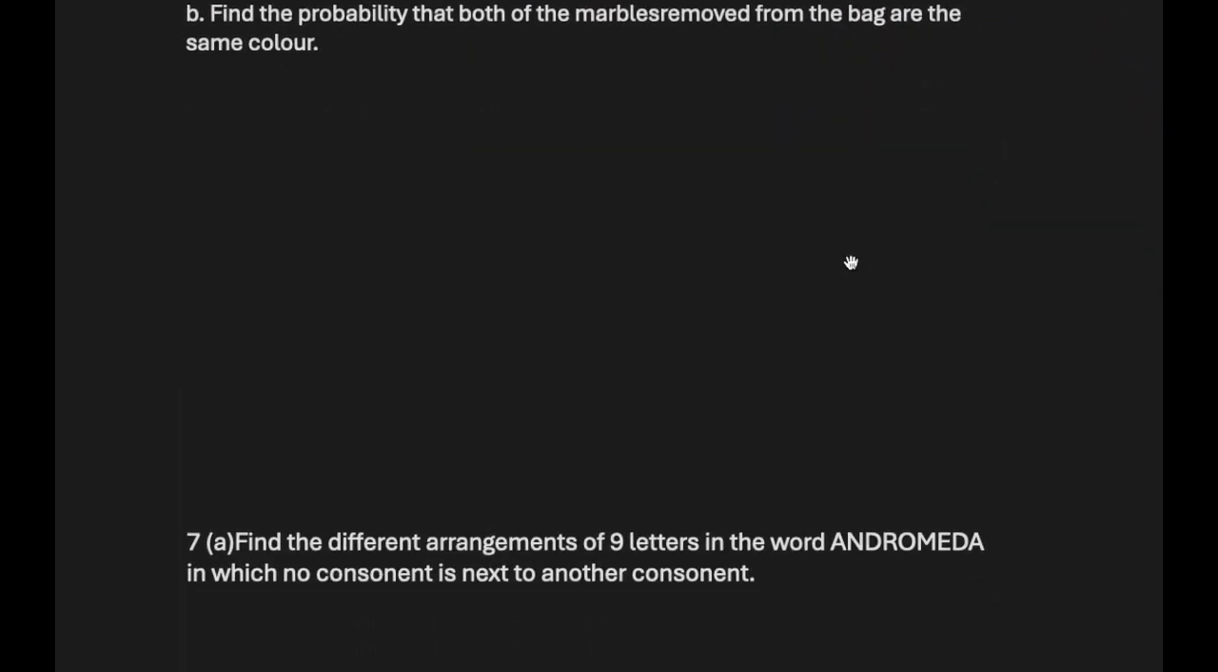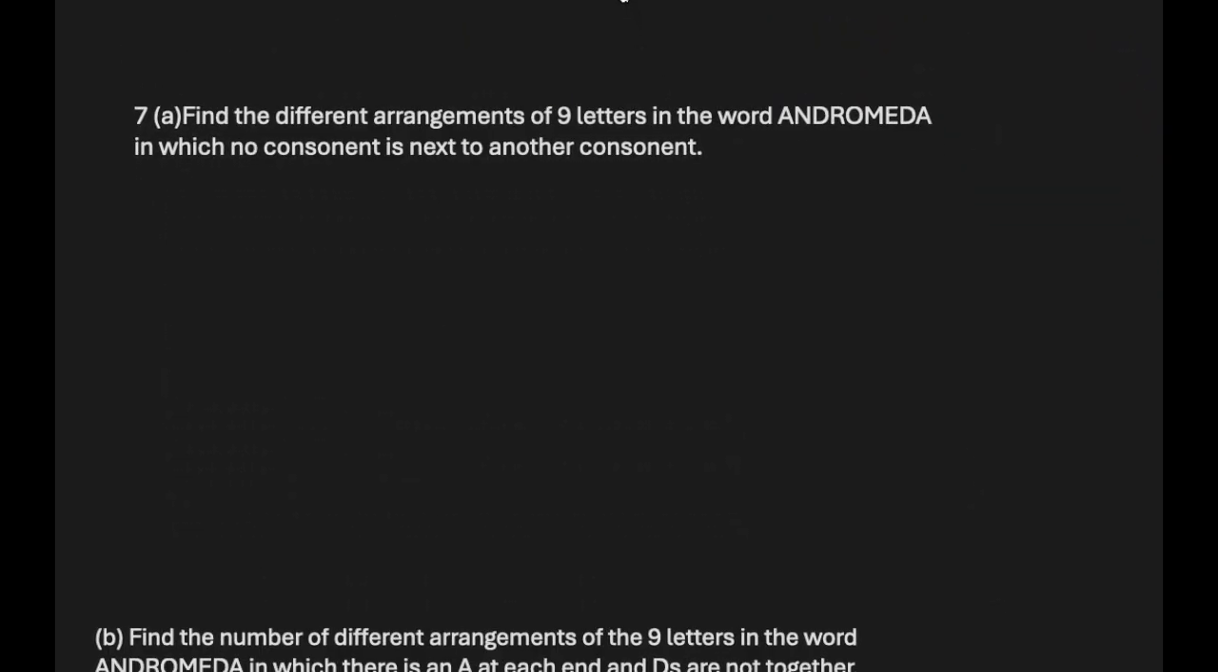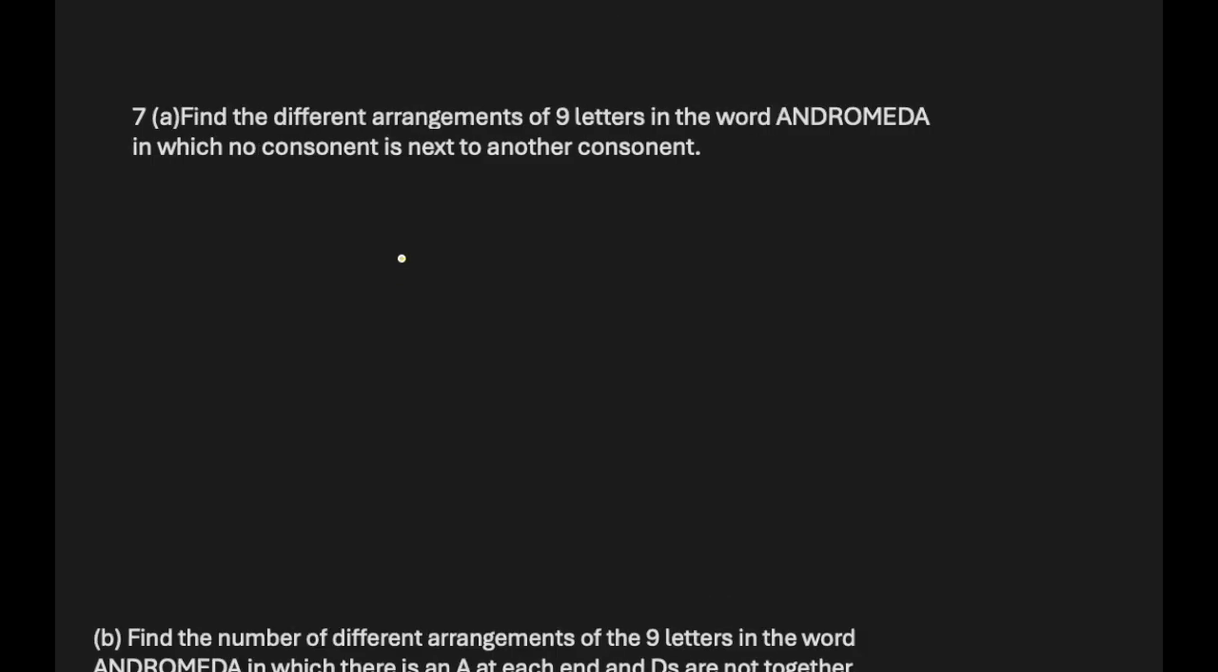Okay, question number 7. Find the different arrangements of the 9 letters in Andromeda, in which no consonant is next to one another. How many consonants are there? N is a consonant, D is a consonant, R, M, and D. No consonant is next to each other, so they are not. 1, 2, 3, 4, 5. 5 of them are not next to each other.